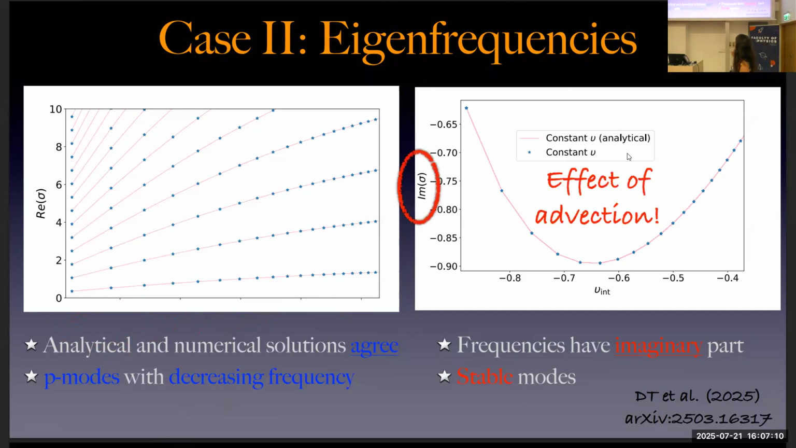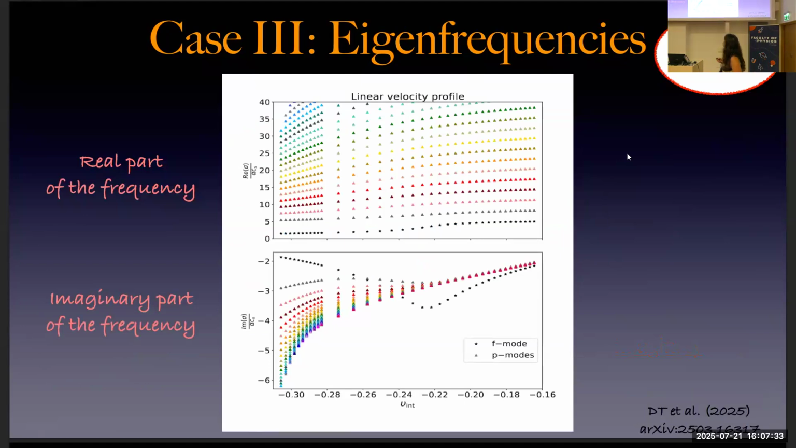But now what is really interesting here is that we also have an imaginary part, and this is the effect that we have of the advection. So in this case, we have negative imaginary part, and therefore we have stable modes. But in real cases, we expect also to have positive imaginary part and unstable modes, and we expect to see SASI in that region.